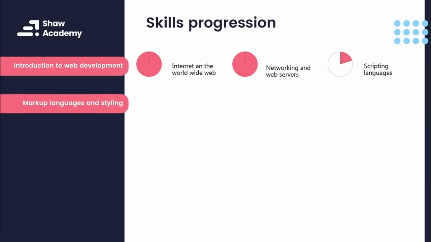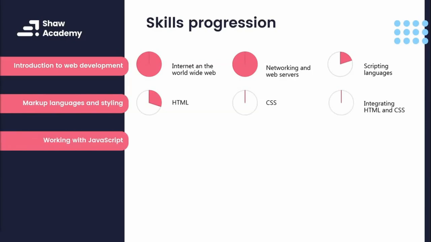We then moved on to markup languages and styling. And here we have touched base with HTML. And we still need to move on to CSS, which we'll get to at some point. And this will be covered in the very first module. And then we need to, at some point, integrate our HTML as well as our CSS code together, especially for front-end web development.